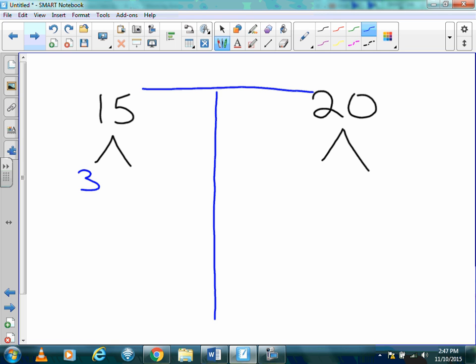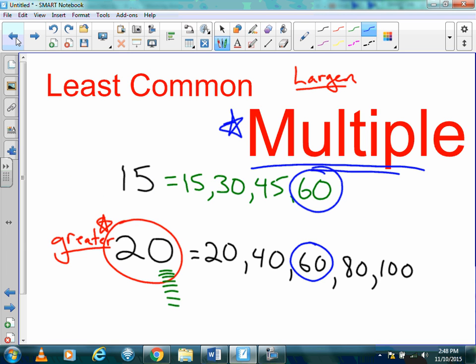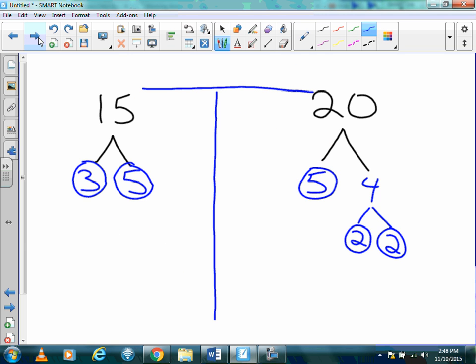15, how about a 3 and a 5? My goodness, we're done. For 20, how about a 5 and a 4? Wow, we're almost done with that. It's funny how you think some things are so easy and they can be hard. I thought that was kind of tough. This was kind of easy. But there is a catch.